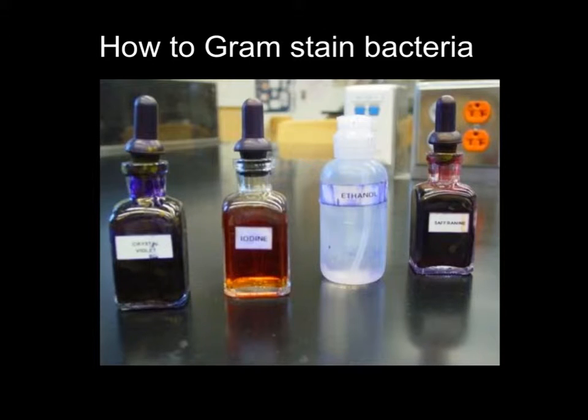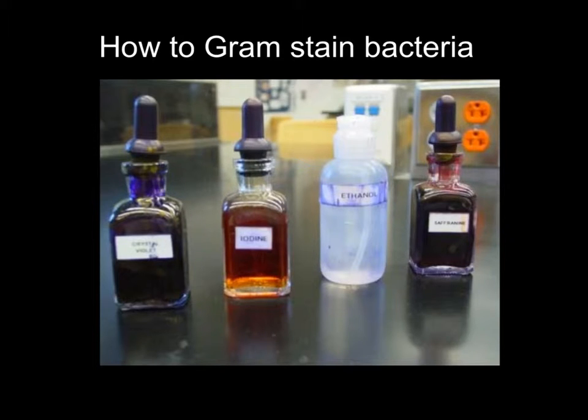Decolorizing the cell with the ethanol causes this thick cell wall to dehydrate and to shrink, which closes the pores in the cell wall and prevents the stain from exiting the cell. At the end of the gram stain procedure, gram-positive cells will typically stain a purplish blue color.